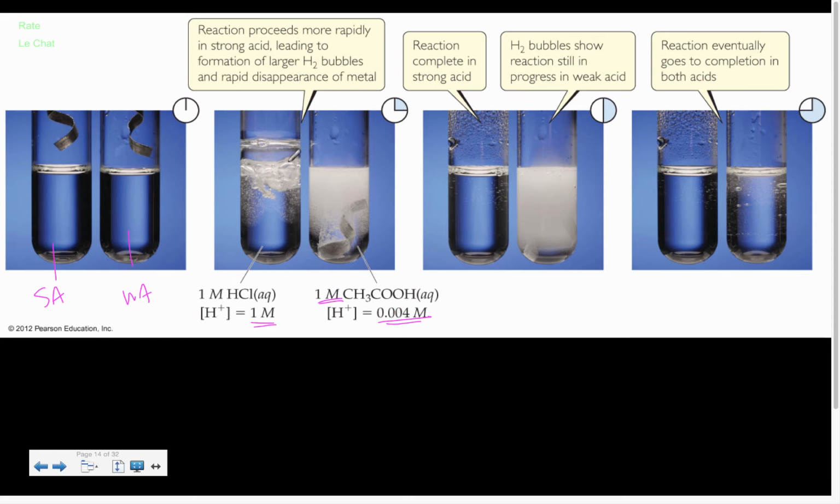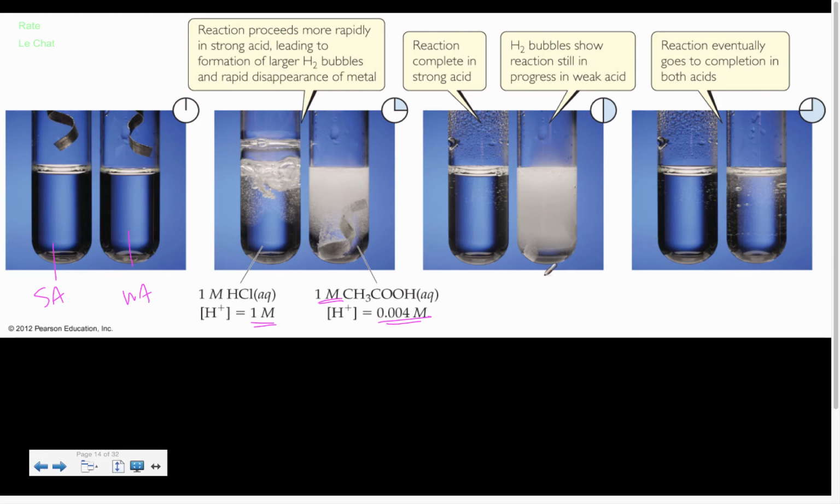As we put in a piece of magnesium, this reacts very vigorously, and this reacts, though not nearly as vigorously. Your book talks about the larger bubbles, because a larger bubble means it contains more gas. So that reacts vigorously, this reacts, and shortly thereafter this one is done. This one finishes much faster, but eventually this one does finish. Eventually both react completely.